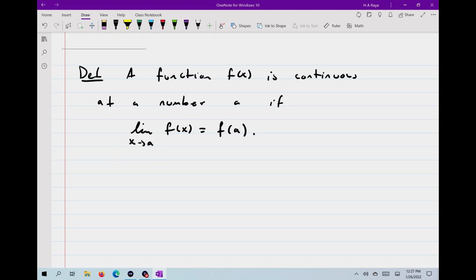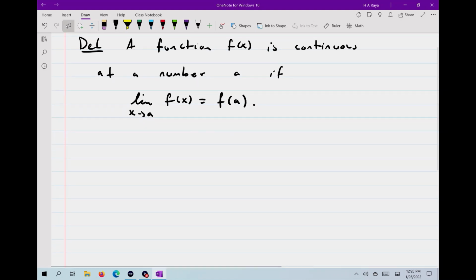So the way we'll read this is, as your x's get close to a from both the left-hand side and the right-hand side, the y values of the function f of x will get closer and closer and closer to the value of f of a. So we can highlight this idea in the following example.